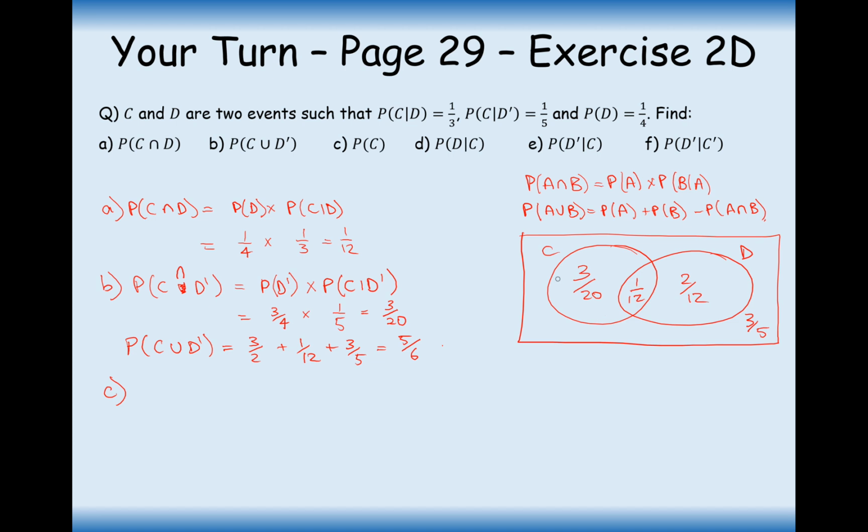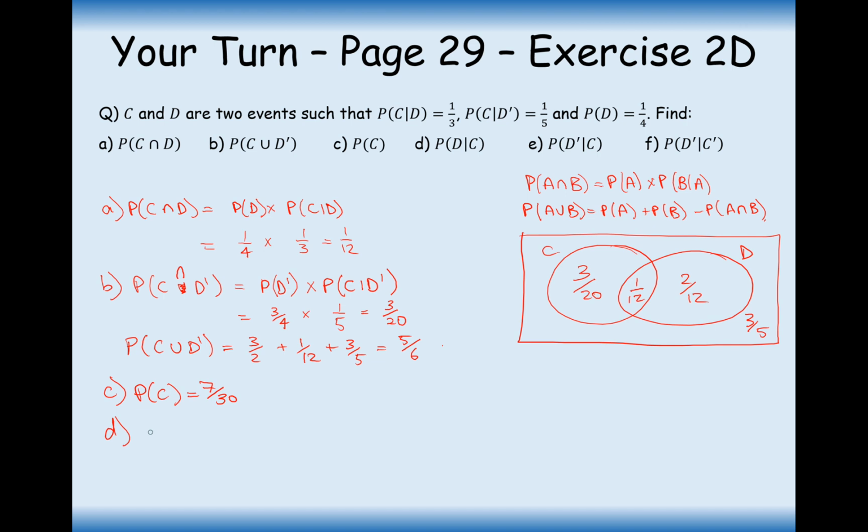Part C then, find the probability of C. Great, I've already got a lot of that work done there. 3 divided by 20 plus 1 divided by 12. That gives me 1/15. No, wait, I've done a plus there. So it's 3/20, so that's 0.15 plus 1/12. That gives me 7/30. So the probability of C is 7/30.